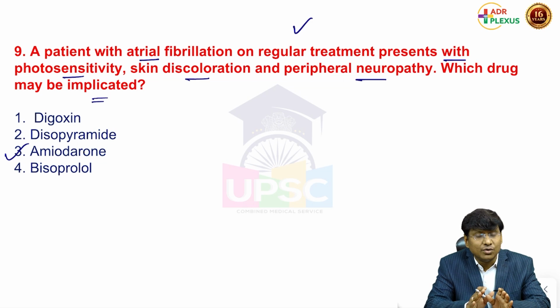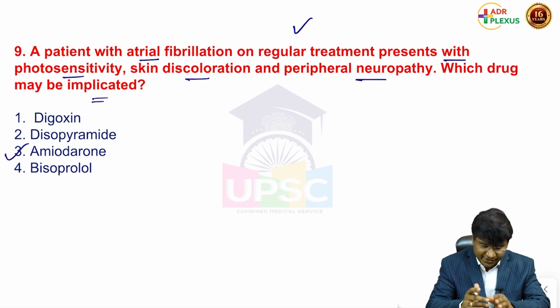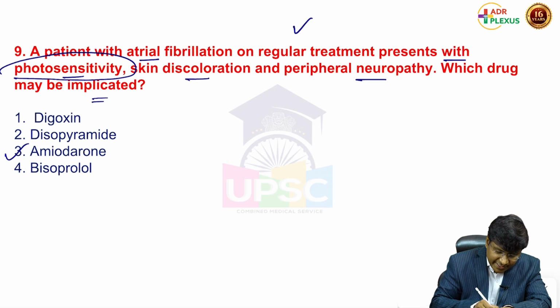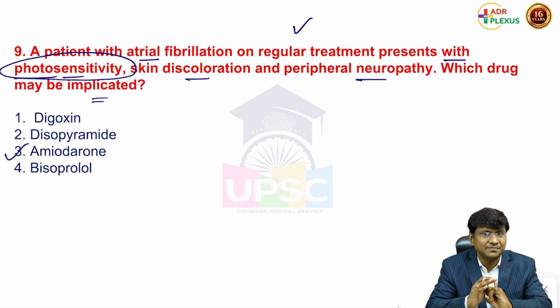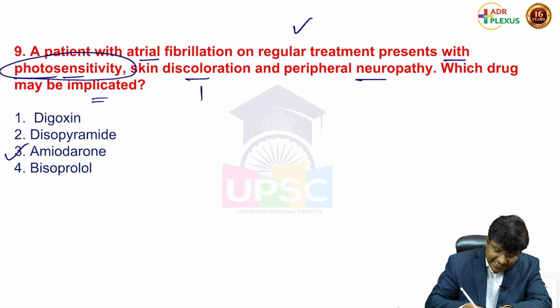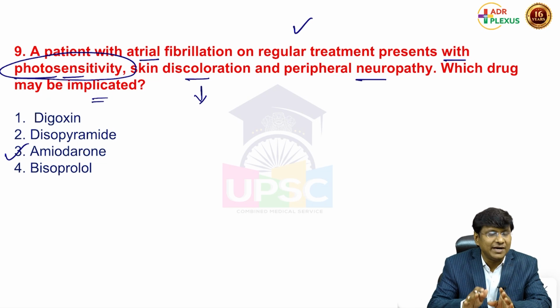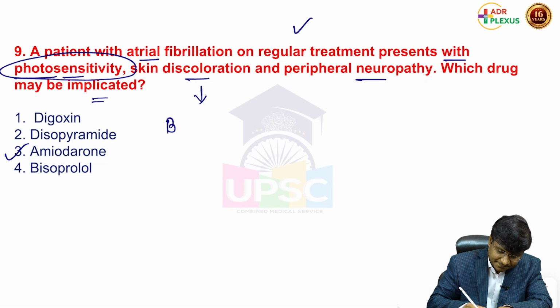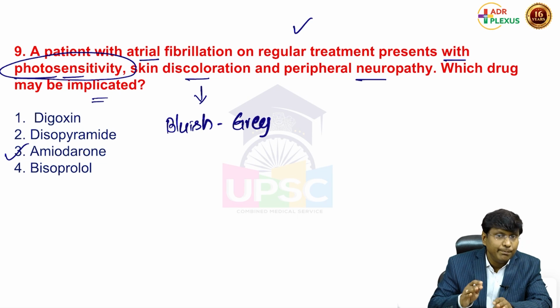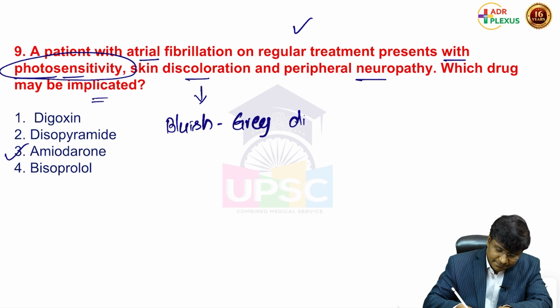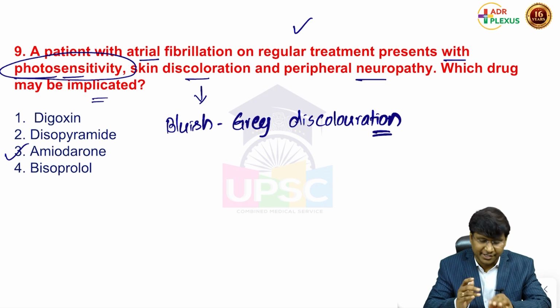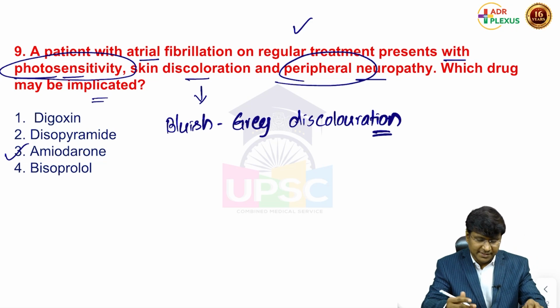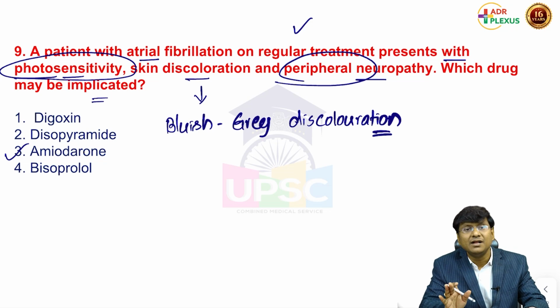Amiodarone has a wide range of side effects, and this includes photosensitivity. It is also associated with skin discoloration. What is this skin discoloration? It is a bluish gray discoloration. And another important adverse effect of amiodarone is that it is also associated with peripheral neuropathy.